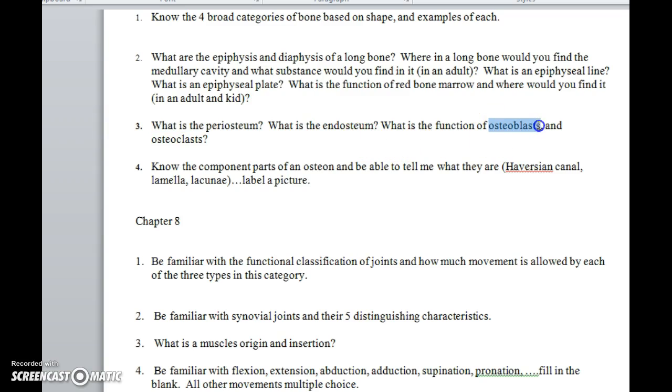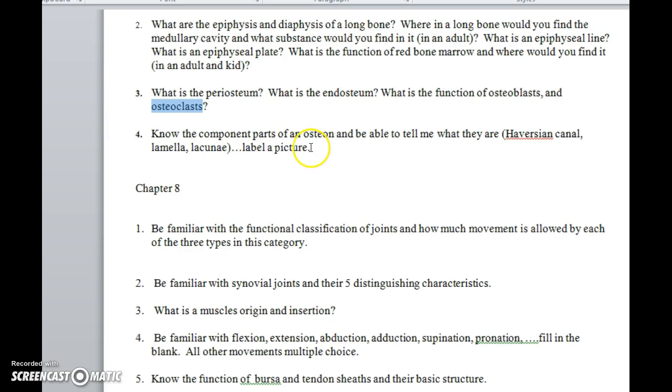This is always on there. Don't get these two guys mixed up: the osteoblast and the osteoclast. Remember, one of them is a bone destroying cell, and one of them is a bone forming cell, and know which one's which for sure. Label a picture here: the component parts of an osteon. Remember, we drew one in class and labeled the pieces. That is for sure on there, so check out your notes on that. Remember the osteon, the tree trunk looking things, I always called them.